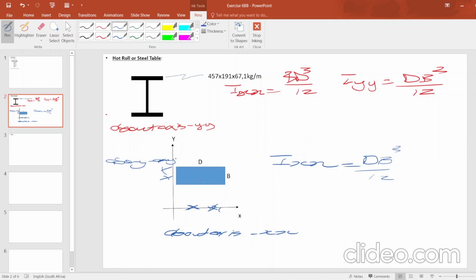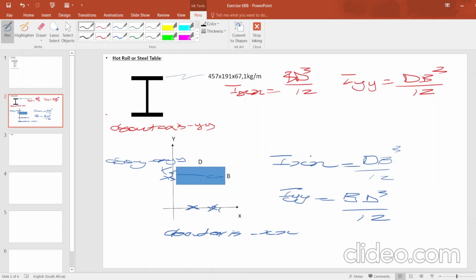Then if I'm taking moment about axis yy, I'm looking for Iyy. You will always start with the letter that you are opposite to where you have taken moment. I'm opposite to B. Then it will be Iyy equals B D cubed divided by what? By 12. Can you see that? When we have rotated our beam. Now check this.